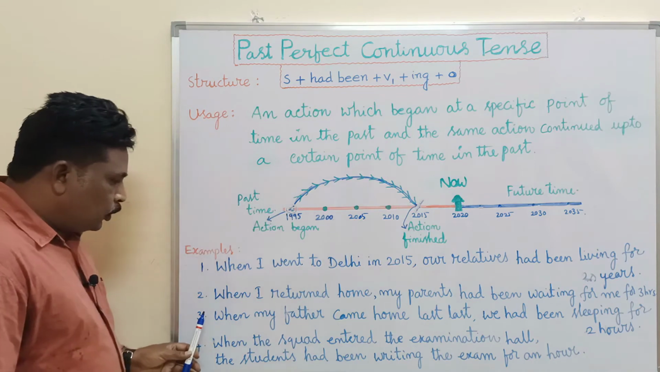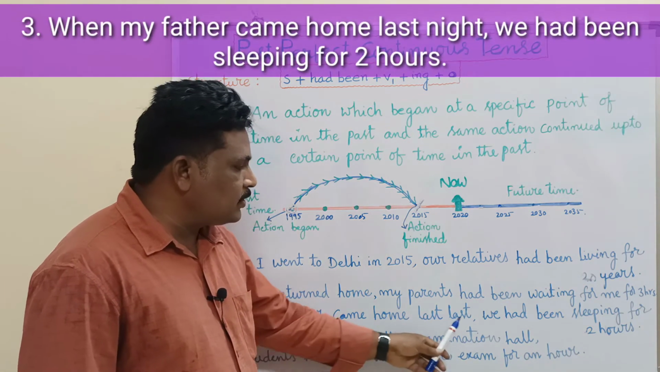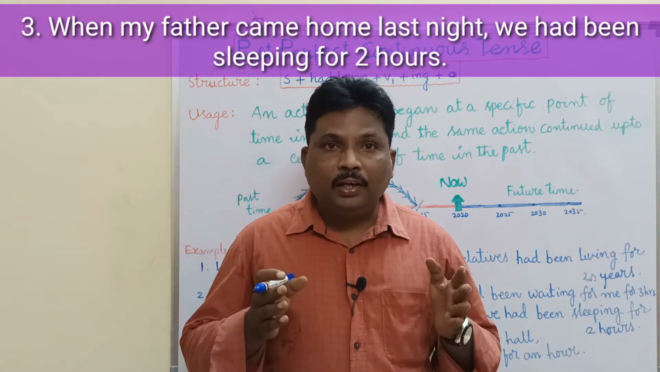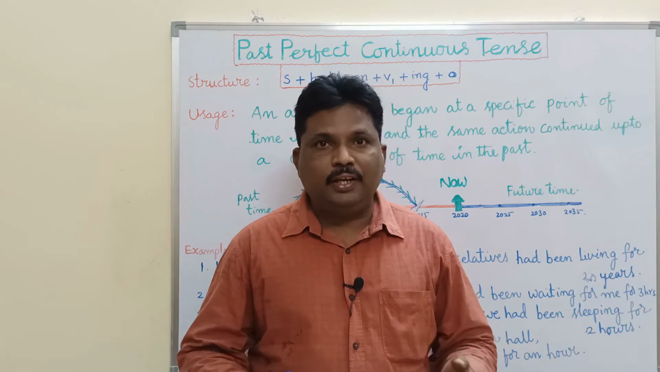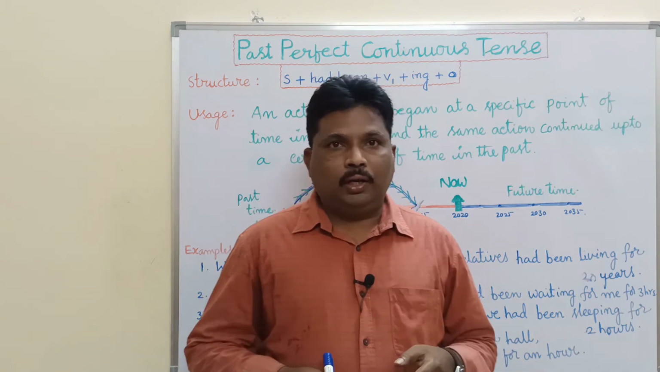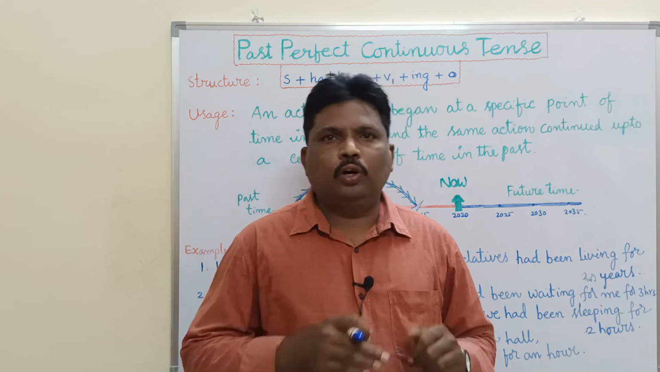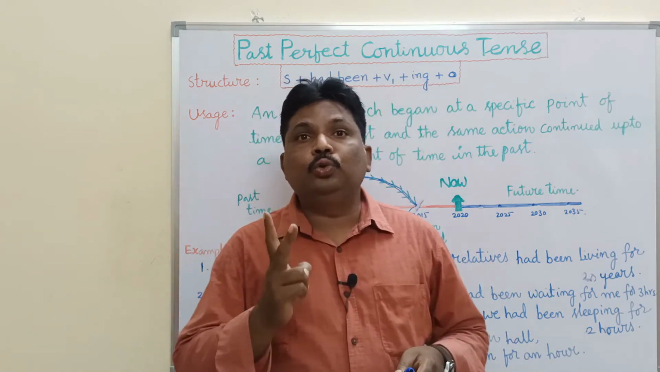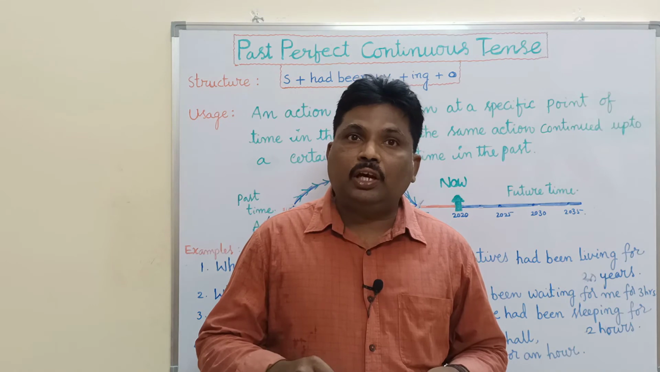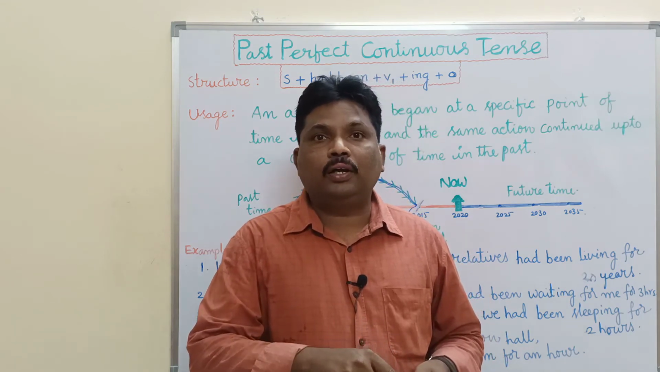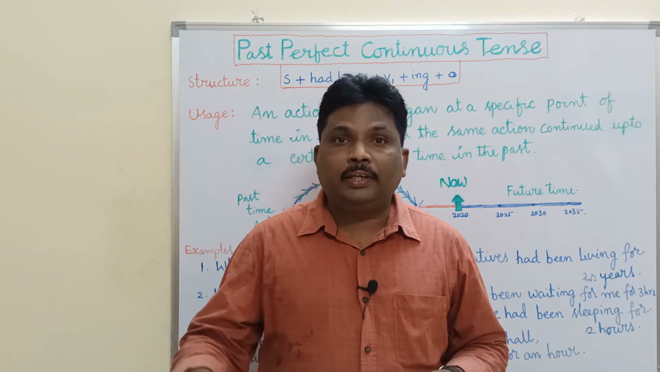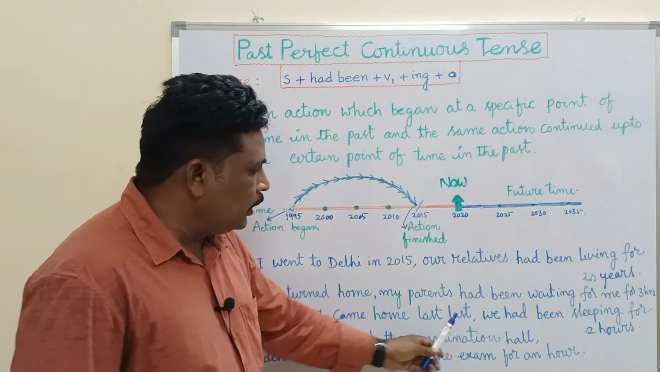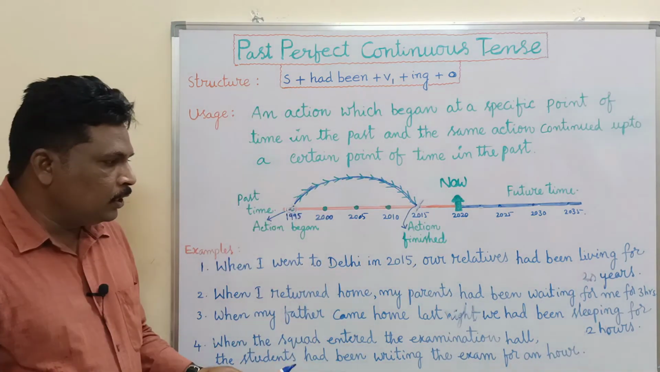And another example. When my father came home last night, we had been sleeping for 2 hours. For example, last night, father came at 11 o'clock. Okay, we slept at 9 o'clock. By the time father came, we completed 2 hours of sleeping. So our action of sleeping started at 9 o'clock and ended at 11 o'clock by the time father came home. So we can say, when my father came home last night, we had been sleeping for 2 hours.